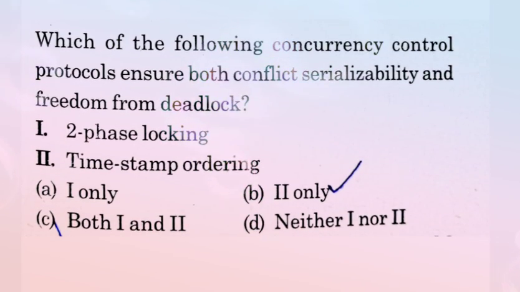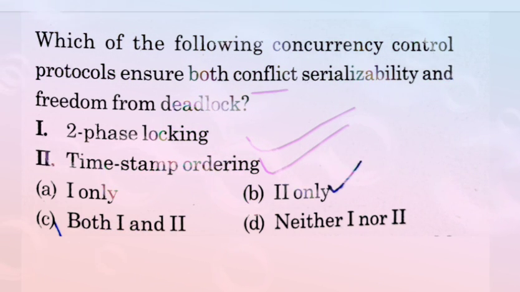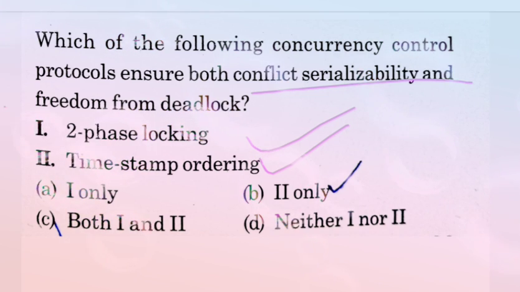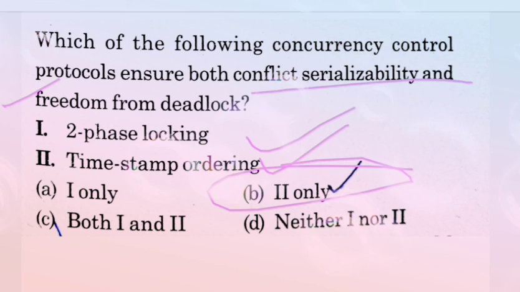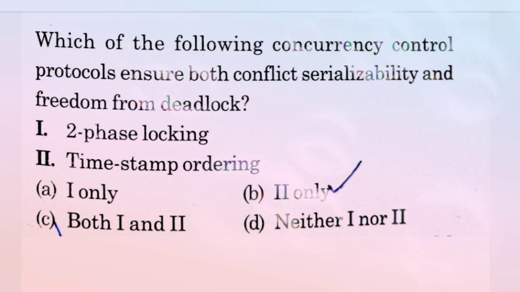Now come to the next question. Which of the following concurrency control protocols ensures both conflict serializability and freedom from deadlock? First is two-phase locking, and second is timestamp ordering. We know that timestamp ordering ensures both conflict serializability and freedom from deadlock. So option B is correct, only the second is correct.